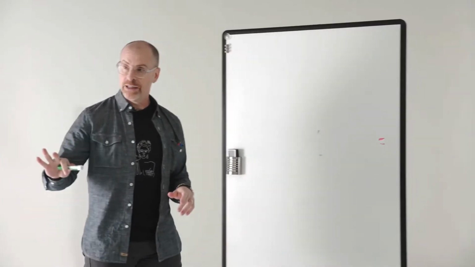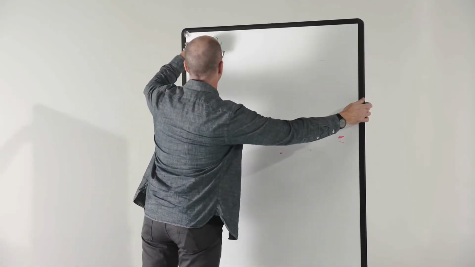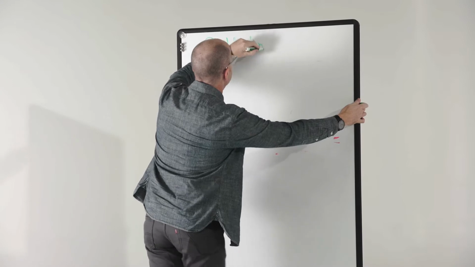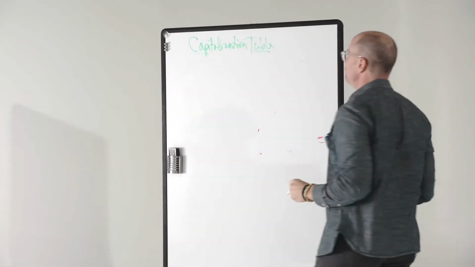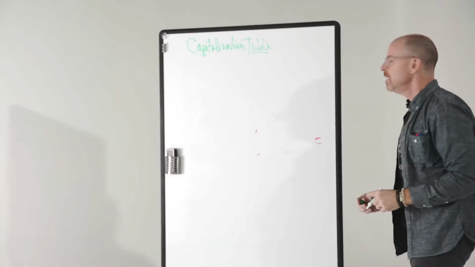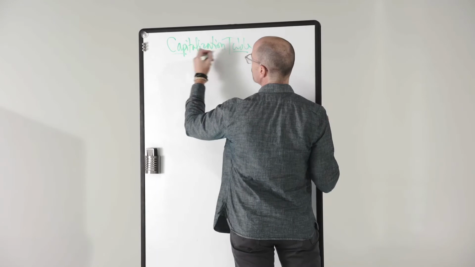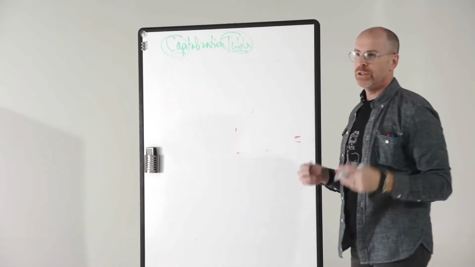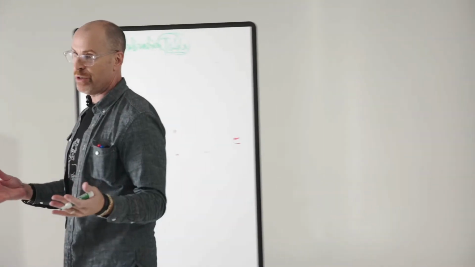There's a better way, and there's another way to do it. And we looked at something called the capitalization table. You may have sometimes heard it referred to as a cap table. And you can tell this is owned by lawyers and accountants because that's about as creative as we can get. We shorten capitalization to cap. Your cap table tells you how the net proceeds will be allocated at exit. That's why the cap table is important.